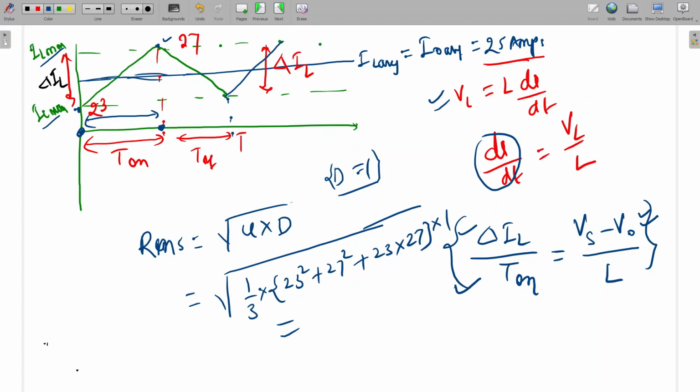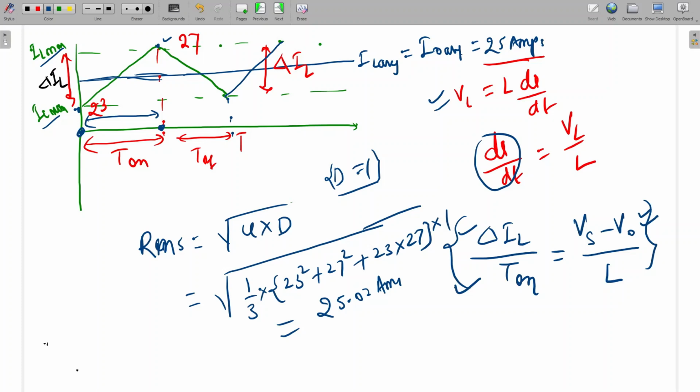One second. Already I have calculated this one. I will write 25.02 amps. This type of question can be asked in GATE. You can directly draw the waveform with its minimum and maximum value, and calculate the RMS value with this formula. It can be asked in 2 marks also.